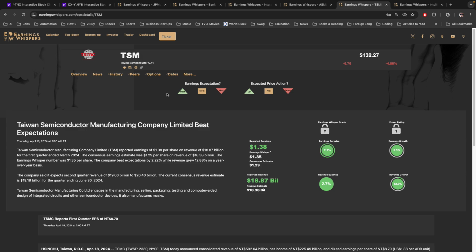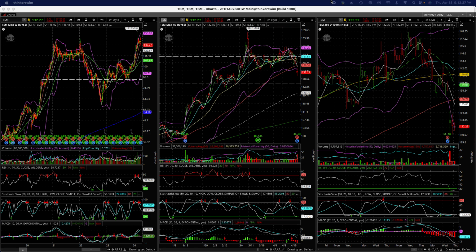So I suspect that this is one of the reasons why when we look at Taiwan Semiconductor, we got this gap down, we had a little bit of a sell-off, but this also has to do with the tech sector getting thrown out, QQQ having a pretty big down day today, all the way down to its 100-day moving average.